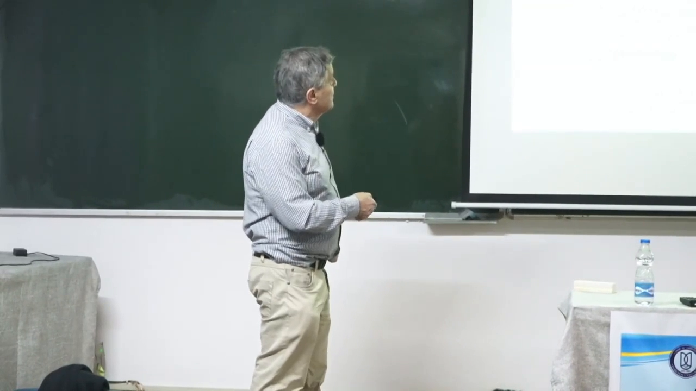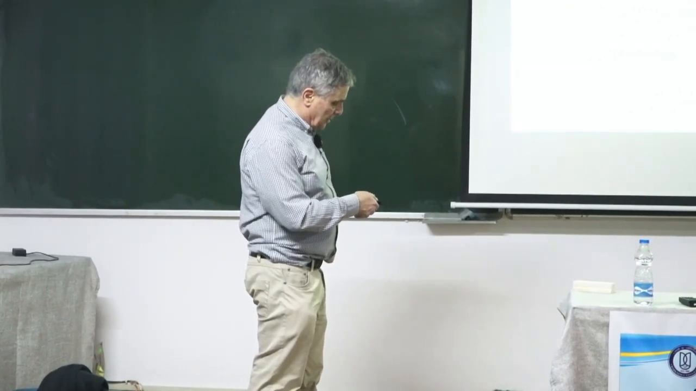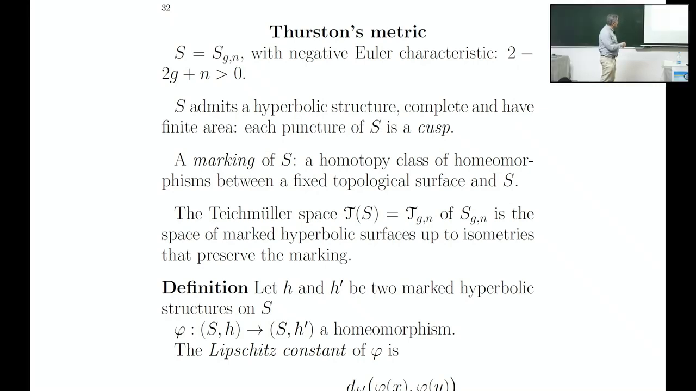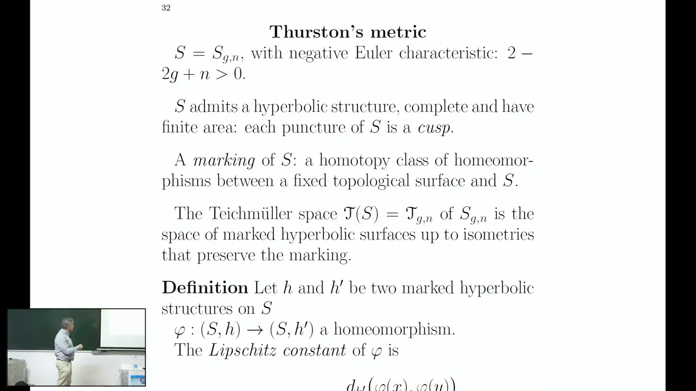I will start with this definition of the Thurston metric. Yes, here. So this is associated with a surface S with genus G, and N, let's say, is the number of punctures. We didn't talk about surfaces with boundary. We could talk about surfaces with boundary, but we talked about surfaces with punctures.